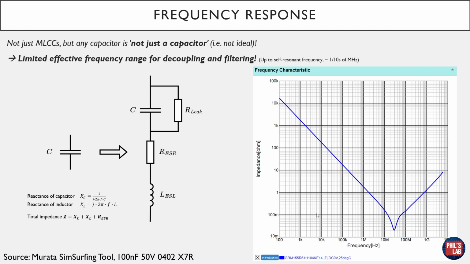It's fine for decoupling and filtering, but from that point and above that point, it's useless for decoupling and filtering. This impedance characteristic depends, of course, on the capacitance. It depends on these various parasitics, such as the series resistance, the inductance, and so on. Again, you can extract this information from manufacturer tools or datasheets.